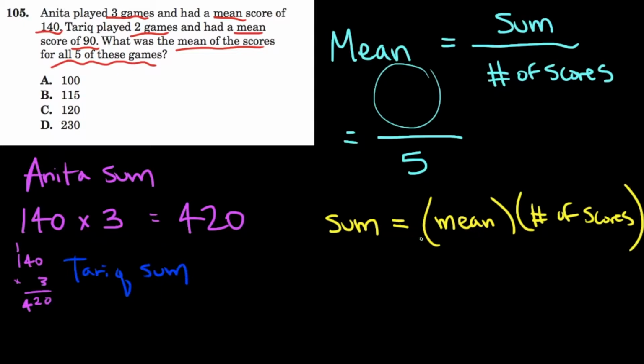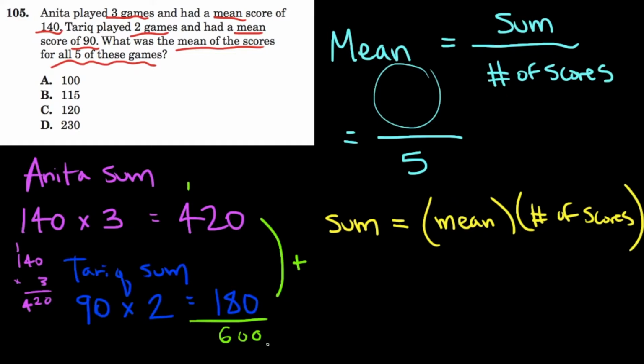What about Tariq? Using the same formula as before, the mean times the number of scores. He had a mean of 90 over the course of 2 games, so that is a sum of 180. Their total sum will be the 2 values added together. So let's do that. So that's a total of 600.